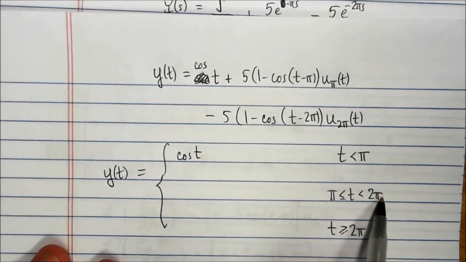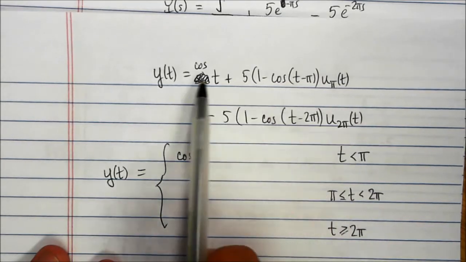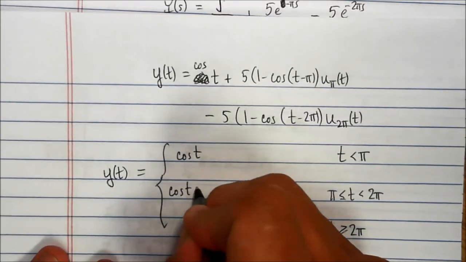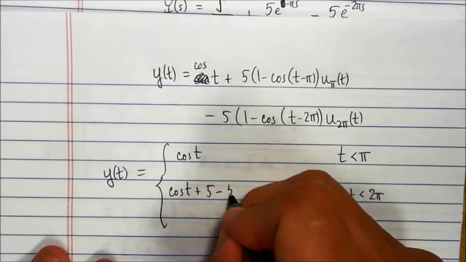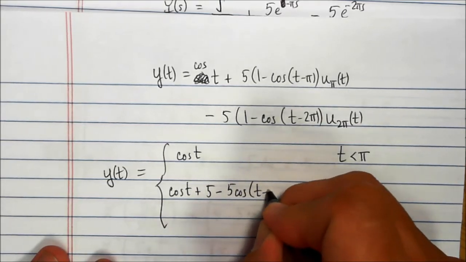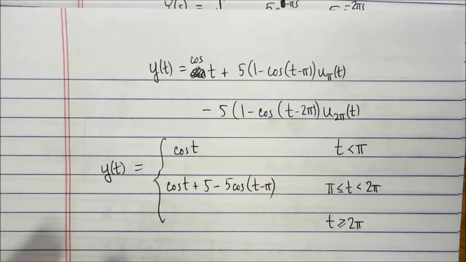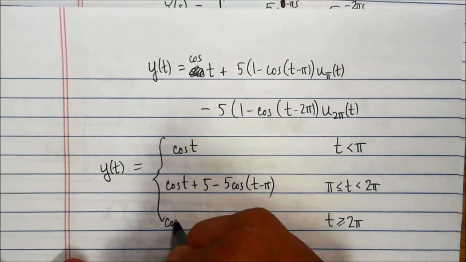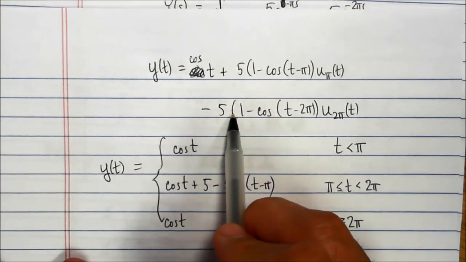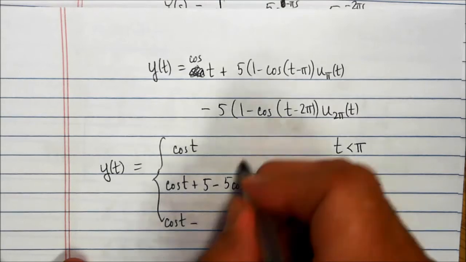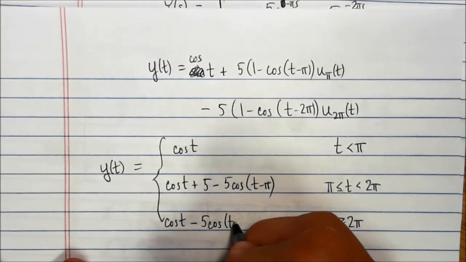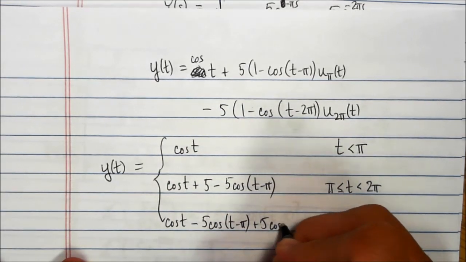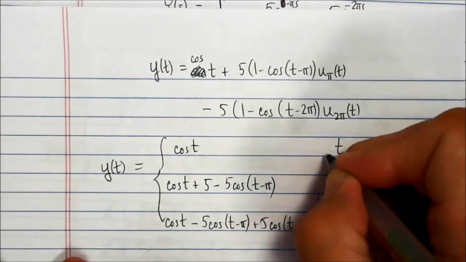If t is between pi and 2 pi, then the bottom one is 0, but the top two still count. So I end up with cosine t plus 5 minus 5 cosine of t minus pi. And then if t is greater than or equal to 2 pi, then all terms count. So I get cosine t, then plus 5 minus 5 cancel, and I have minus 5 cosine of t minus pi from the top, and then minus a minus, plus 5 cosine of t minus 2 pi from the bottom.